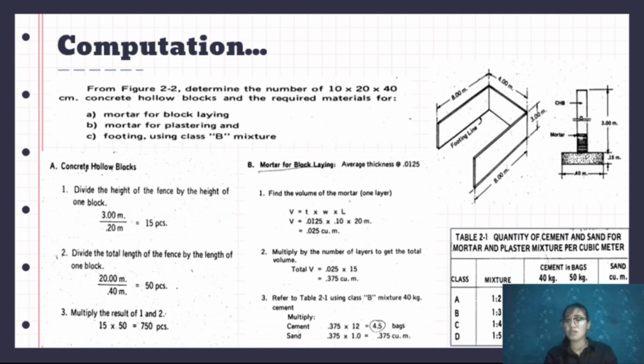Then multiply by the number of layers to get the total volume. The total layers we calculated earlier is 15 layers. Multiply that by the volume we got for one layer of mortar. The answer is 0.37 cubic meter. Then refer to table 2.1 using class B. Get the volume, then multiply based on the table given. We will get the required bags and the volume for the sand.